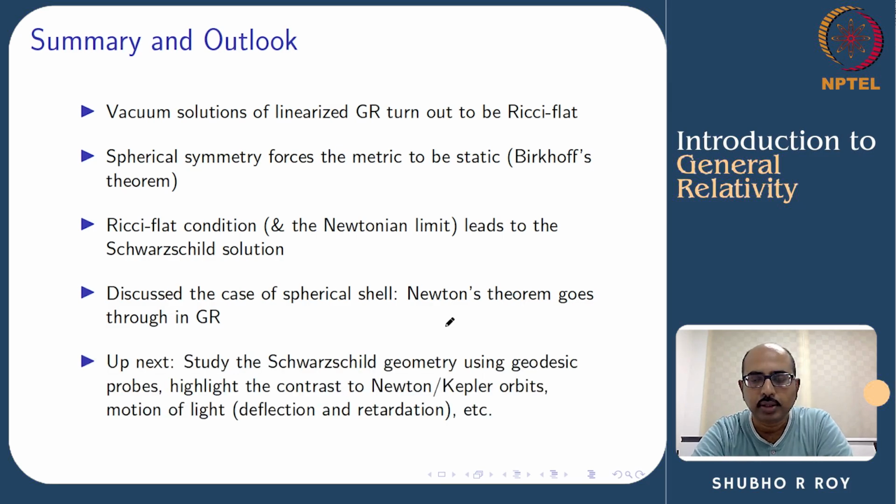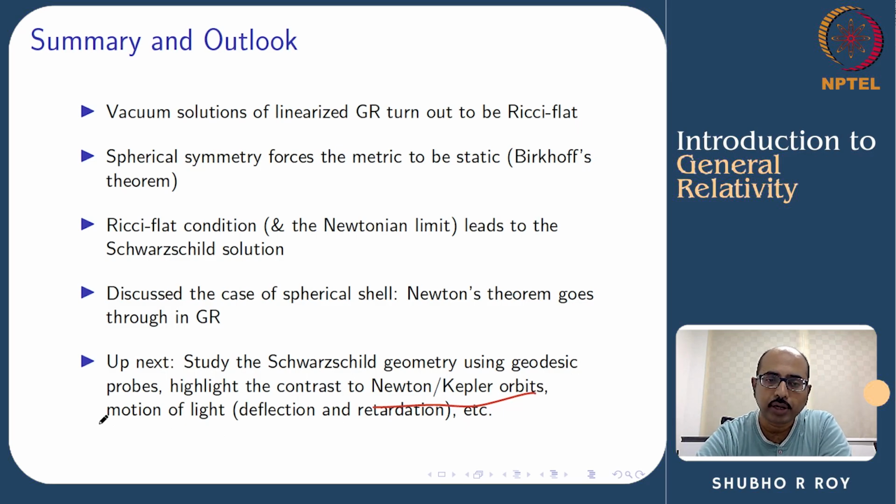Okay. In the next lecture or two, we will study the Schwarzschild geometry. We will probe them using geodesics. And we will highlight the contrast to the Newtonian or Keplerian orbits you would expect. In Newtonian gravity, for the gravitational field produced by a point object or a spherical object, we know the orbits are Keplerian orbits, and we will see how we get a departure from that in general relativity.